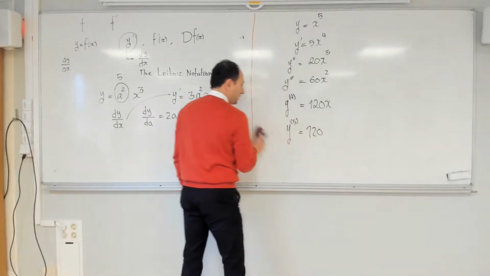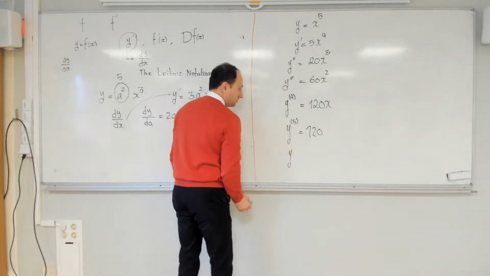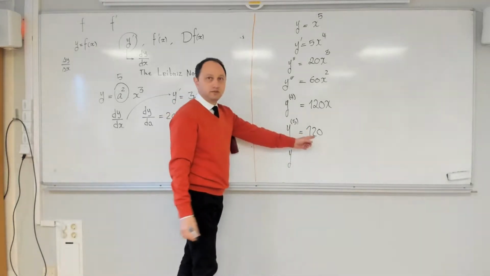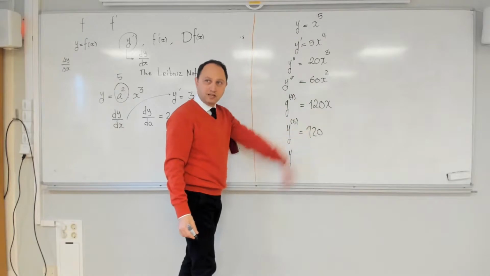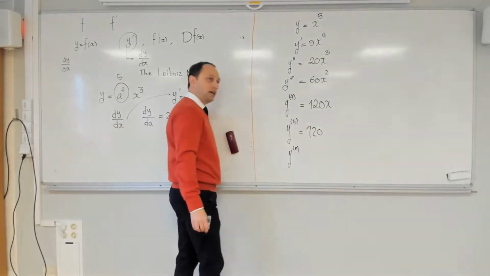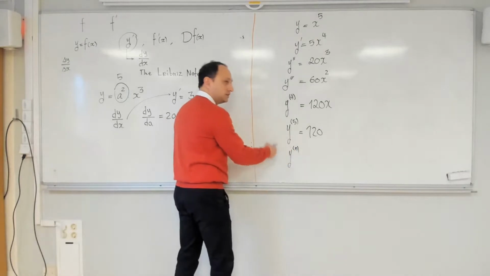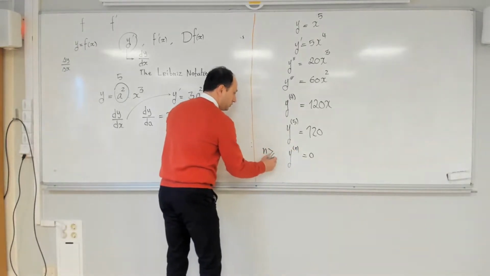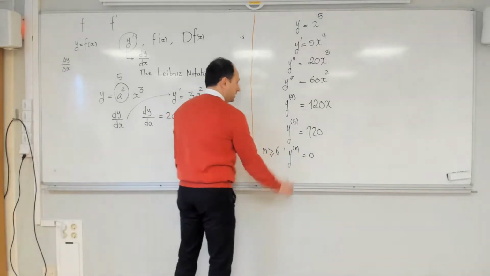What do you think about the derivatives coming next? All of them will be 0. Because if I take one derivative, it becomes 0, and after that everything becomes 0. So it means that you can write that the nth order derivative of y is 0 if n is greater than or equal to 6.